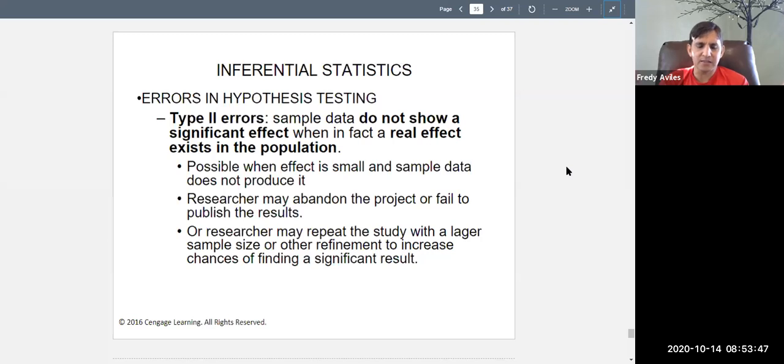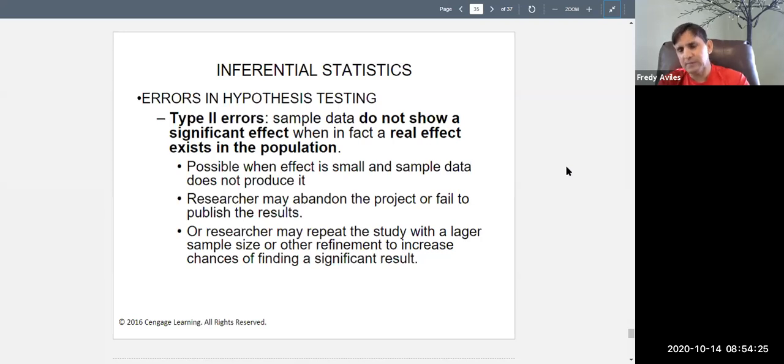The researcher might abandon the project, right? Oh, I didn't get anything significant. I didn't show a real difference. I didn't reject the null hypothesis. This is not worth publishing. It basically says there's no difference. You don't publish things that basically say there's no difference. You're not going to publish a study that says there's no difference in the amount of alcohol that men and women consume. That's not interesting, okay? Now, if you find that men consume a lot more alcohol than women on average, then that is worth publishing.